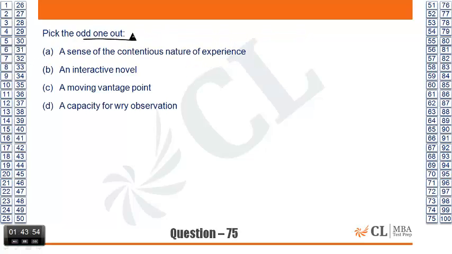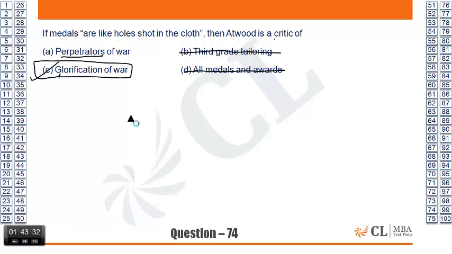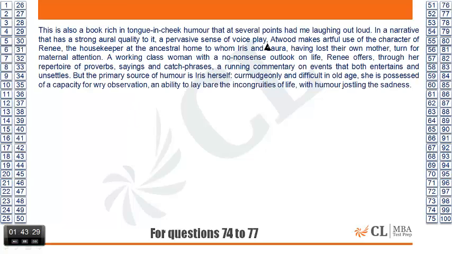Question 75. Pick the odd one out. A sense of contentious nature of experience. Where is it? I don't know. Interactive novel, this we read. A moving vantage point. So these two are about the novel, no? These two are about the novel. A capacity of wry observation. This I remember reading towards the end. Capacity of wry observation, somewhere in the end.